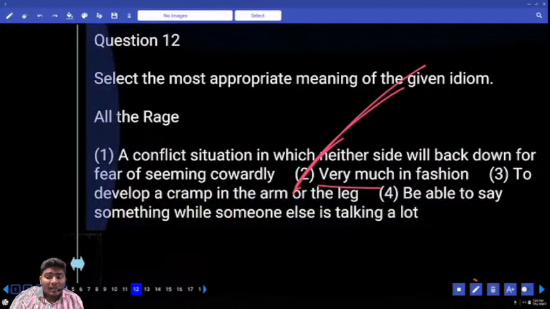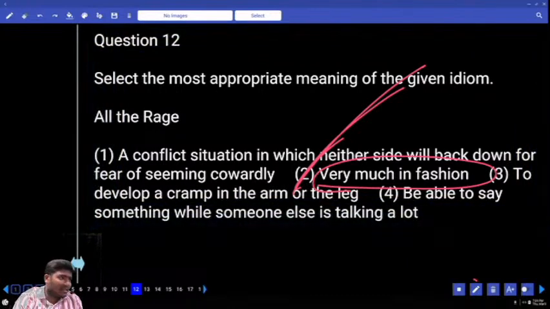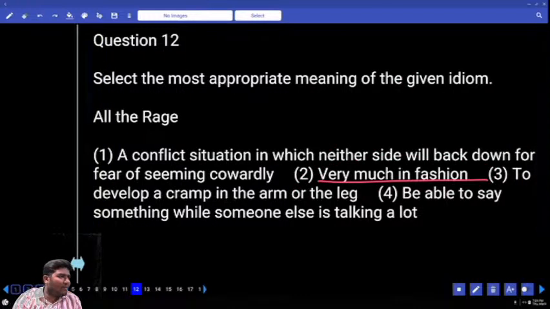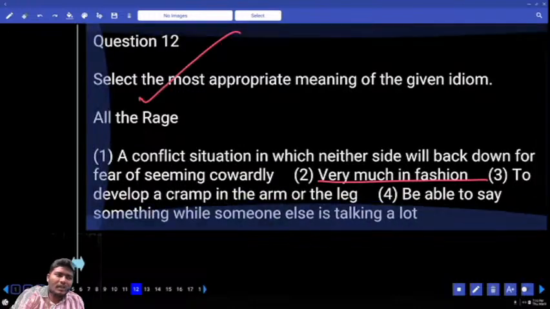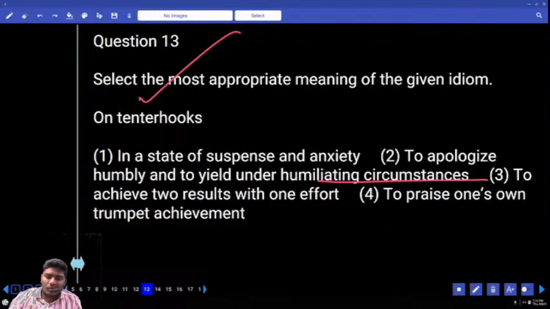And remember, it may not be the same meaning in all the sentences. Now here they have given very much in fashion. Look at another example, a person who follows advanced styles, advanced fashions. The meaning may vary, but it is all related to fashion. Remember that point. Next, move to 13.